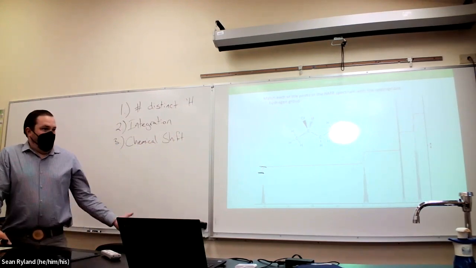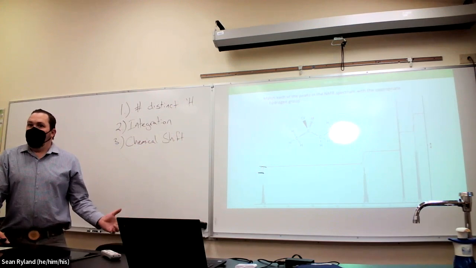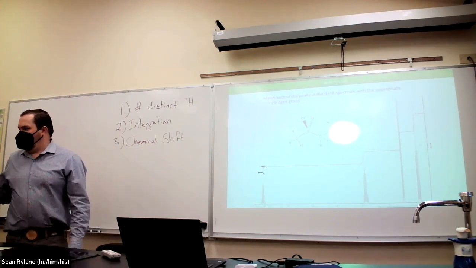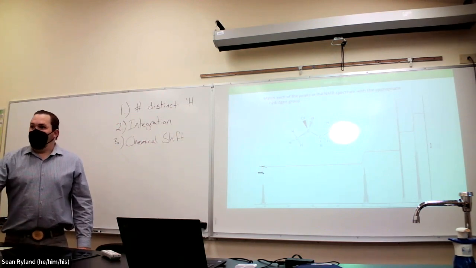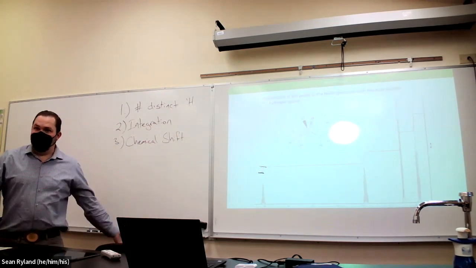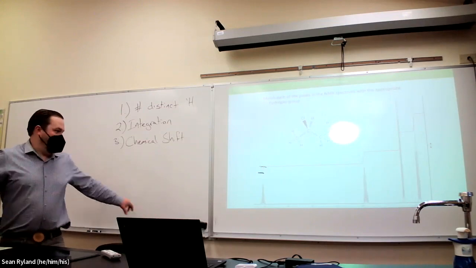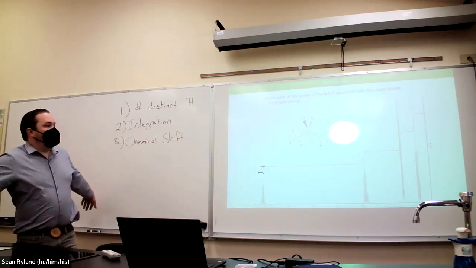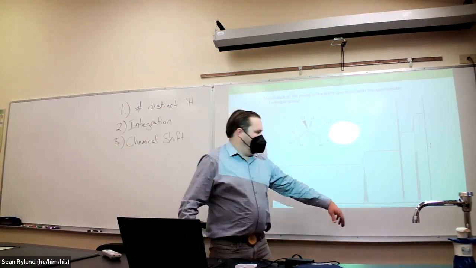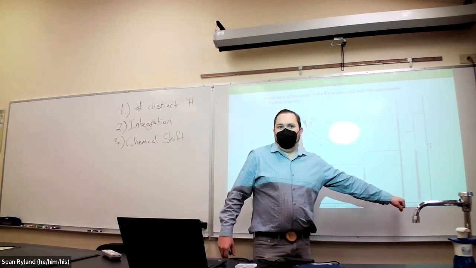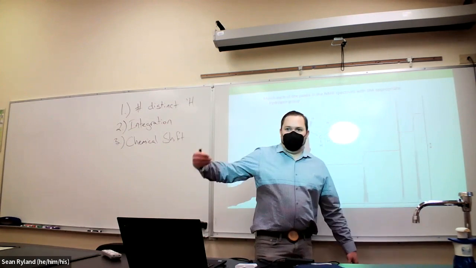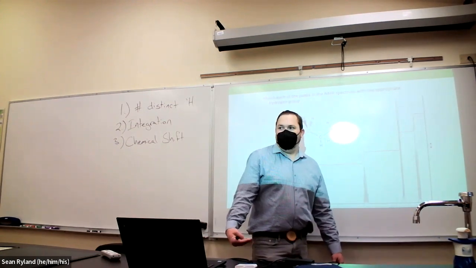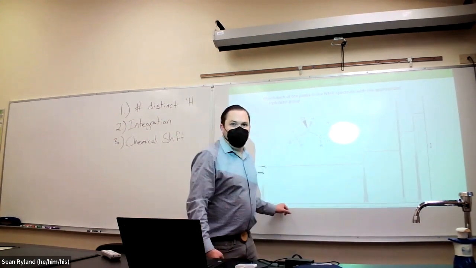For instance, the hydrogen on an aldehyde always shows up between, I think, 10 and 11. And the hydrogen on a carboxylic acid group always shows up at about 13, way over here. Methyl groups always show up right around 1 or less than 1. Right? So it's all about how much electron density is around those hydrogens. That's what gives you your chemical shift.